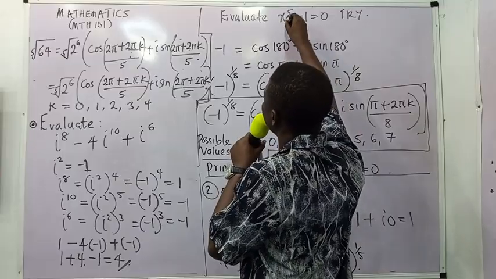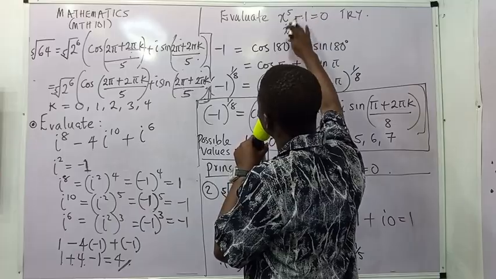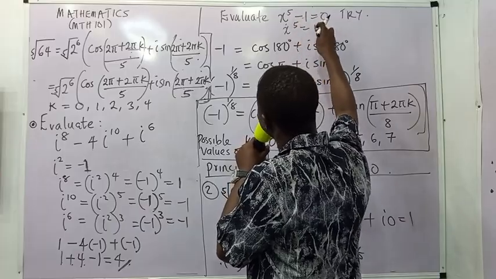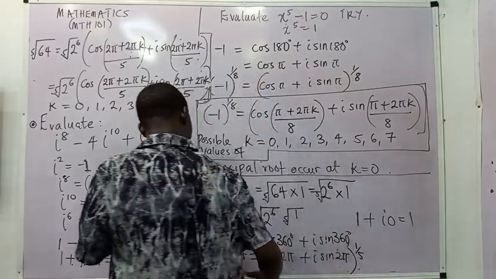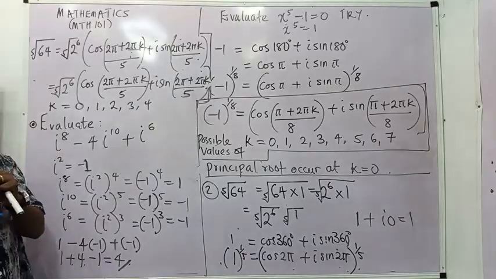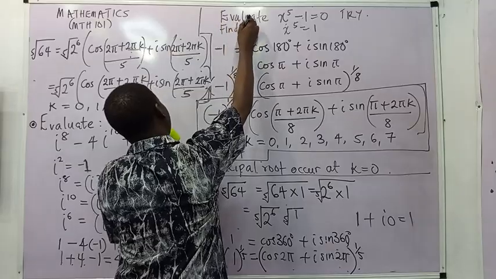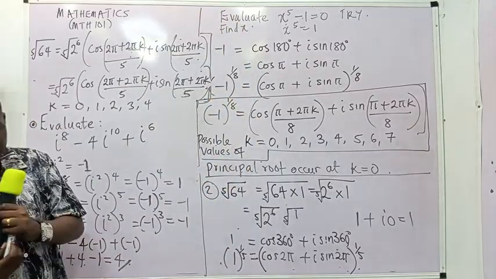Now, when you are looking for x, first of all, take this 1 to the other side. So it becomes x to the power 5 equal to 1. Then rewrite 1 in the form of polar form. I've just given you a hint. Then look for the fifth roots to find x, because what you are looking for here is x.